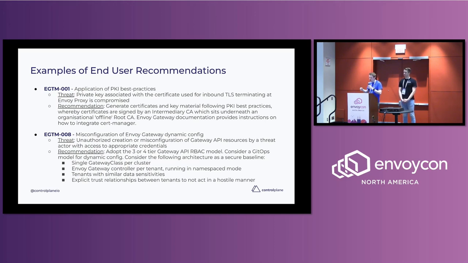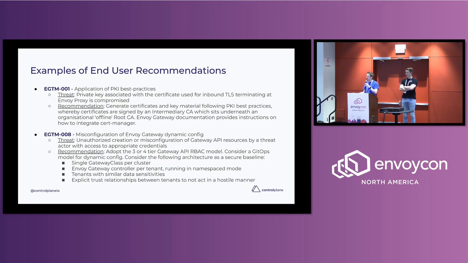But things like good PKI key management. There are really good docs on the Envoy Gateway documentation site regarding use of cert-manager and so on. The threat at the bottom, misconfiguration of dynamic proxy config, is really what we've been talking about with those attack trees throughout the whole talk. What we have to do is adopt those RBAC models shown by Torin at the start, either the 3 or 4 tier, whichever is more relevant to you. Maybe consider a GitOps model for dynamic config, and a secure baseline, instead of using this shared model: maybe a single gateway class per cluster, an Envoy Gateway controller per tenant, tenants with similar data sensitivity, and so on.